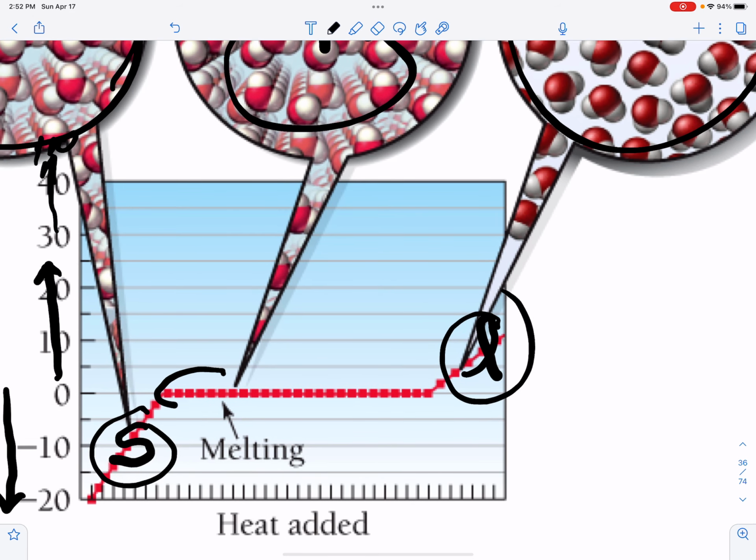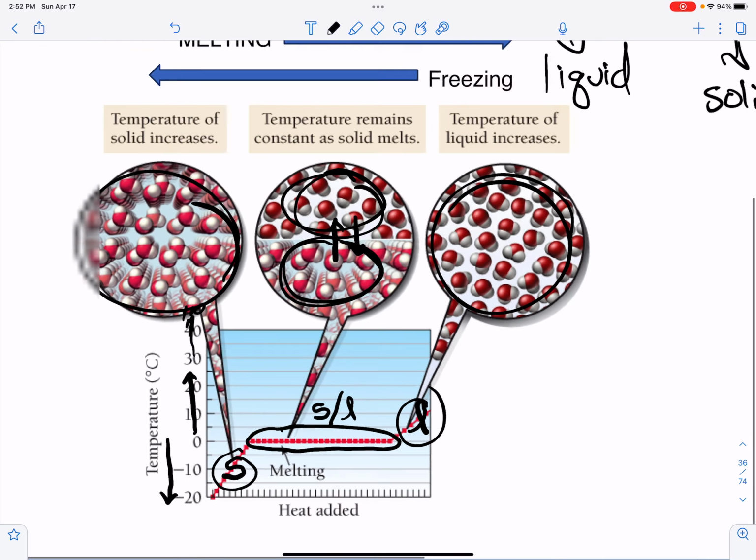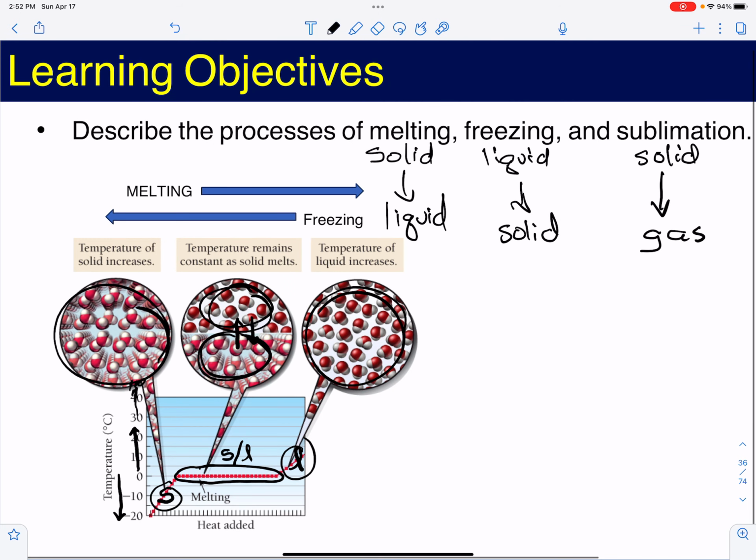So the part where the temperature doesn't change, that's when you have the solid and the liquid in a perfect equilibrium. So that's what we see on the melting. We talked earlier about vaporization.